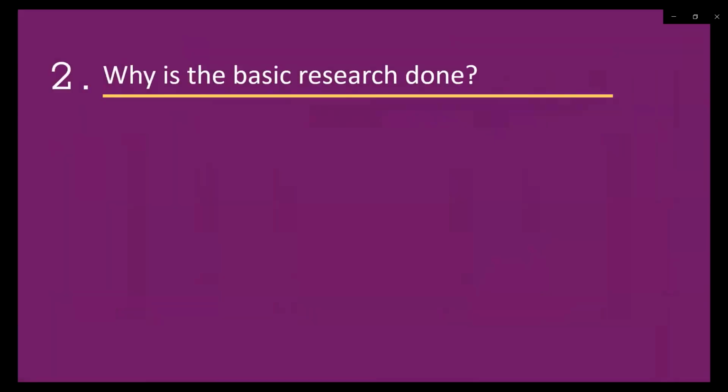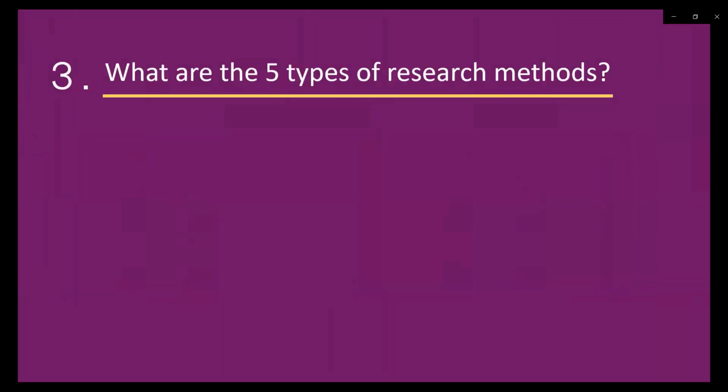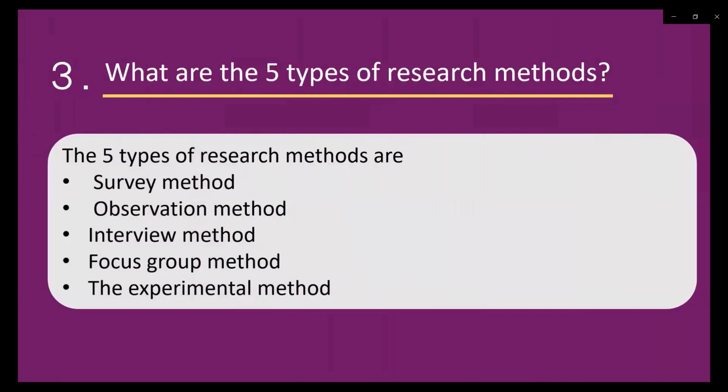Why is the basic research done? Basic research is done to gather or collect data related to the field of study which needs to be explored by the researcher. The basic research helps in getting preliminary information for carrying out the major part of the research. What are the 5 types of research methods? The 5 types of research methods are survey method, observation method, interview method, focus group method, the experimental method.